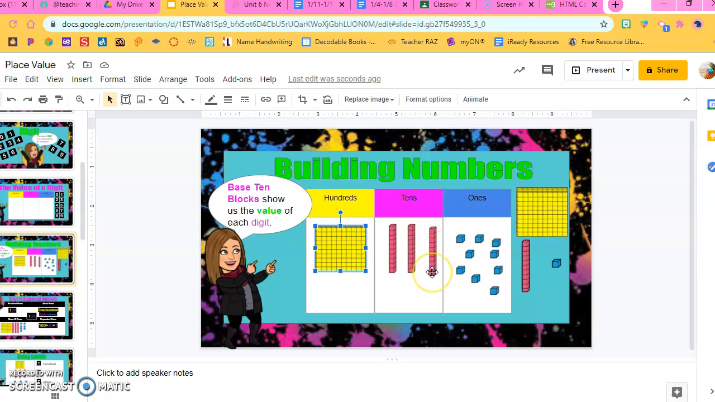Oh, I see there's a stick here. I know that that's 10. So I could count by 10s. 10, 20, 30. Okay. Oh, I see that there's only 1 flat here. That must mean that I have 100.